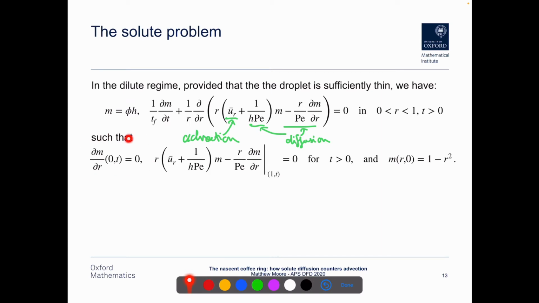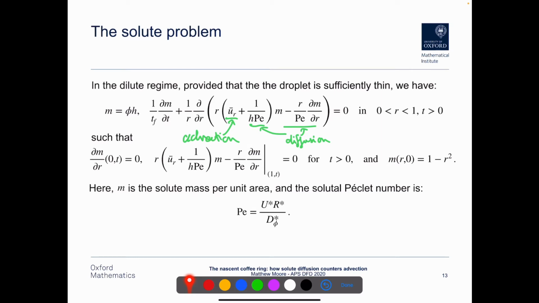So I've got a symmetry condition at the center of the droplet. I'm saying that there can be no flux of solute through the contact line, which of course makes sense. And there is an initial profile based on those forms of phi and H initially that we chose.